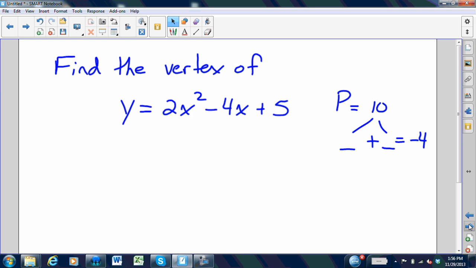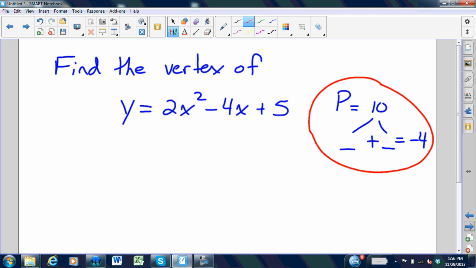Looking at my other videos, you'll see the product and sum tree that I've shown in those videos set up right here. And if you look, this time we have a product of 10 and we need to find two numbers that multiply to 10 and add to negative 4. And unfortunately, there are no two numbers that work. 1 and 10 can't get to negative 4, and 2 and 5 can't get to negative 4. So we cannot use the product and sum tree in this case. So we'd have to have another technique to find our vertex, and that's where completing the square comes in.